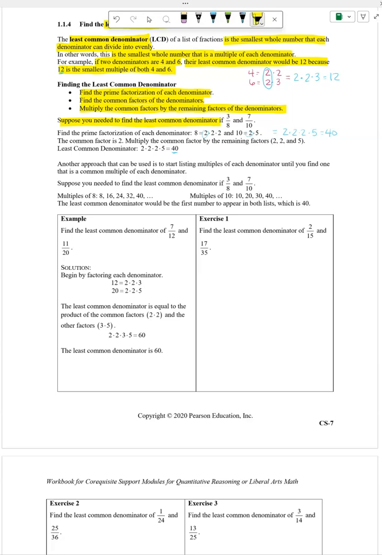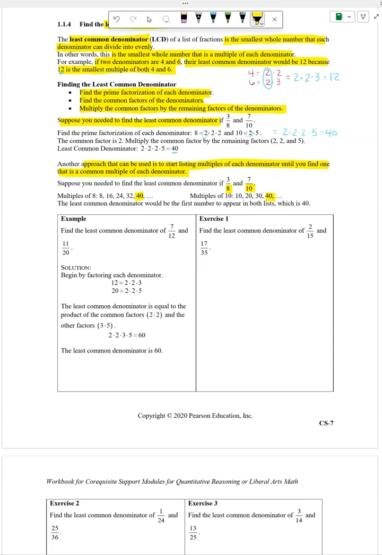There is another approach that can be used, where you start listing multiples of each denominator until you find one that they have in common. So again, here's 8 and 10. We list the multiples of 8: 8, 16, 24, 32, 40, 48, and so on. And the multiples of 10 are 10, 20, 30, 40. That's easier, right? We know those pretty well. And they have 40 in common, so you can stop there.